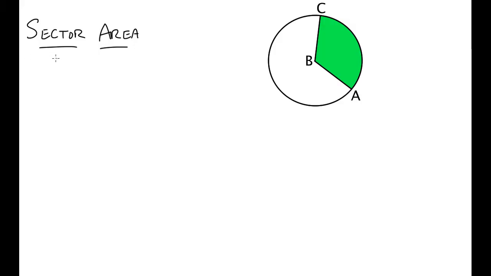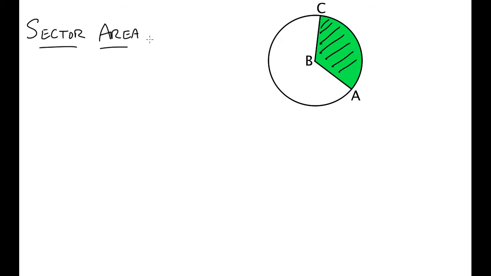All right, let's take a look at sector area. First things first, a sector is this region that is defined by the green shading. It's basically the region bound by the circular part of a circle and two radii. So it kind of looks like a big piece of pizza, which is a really easy way to look at it.